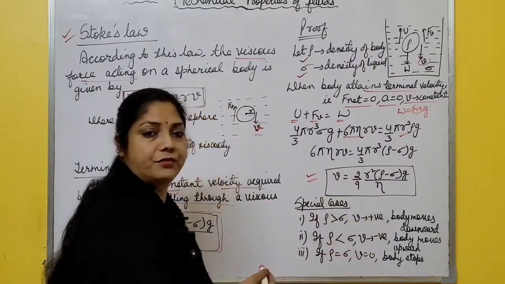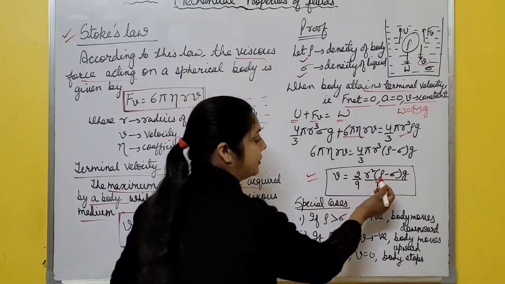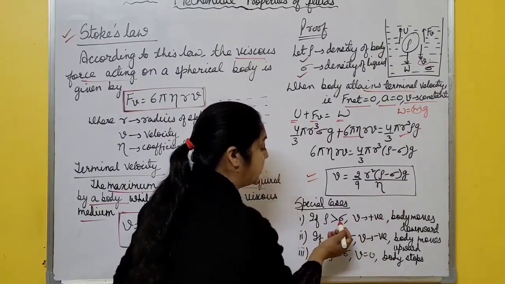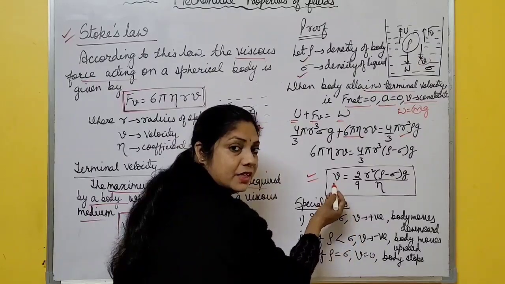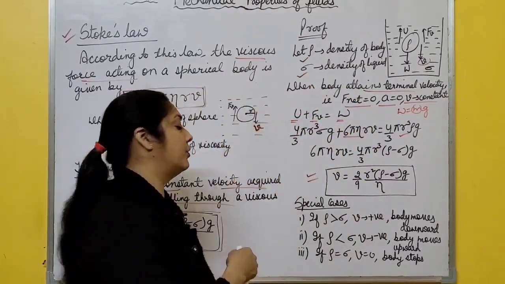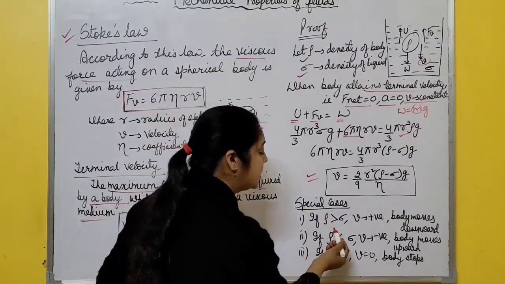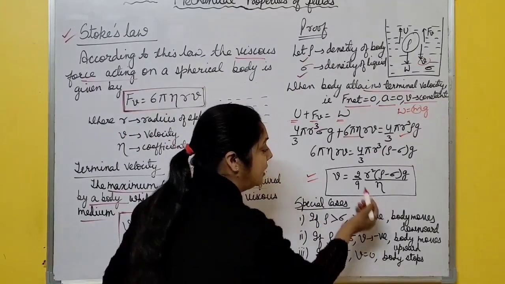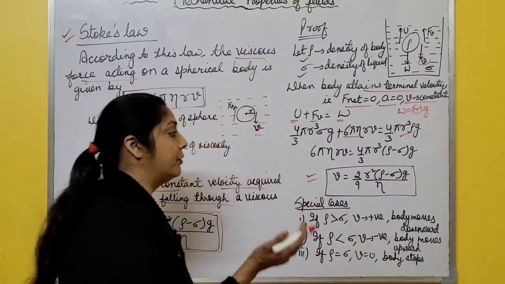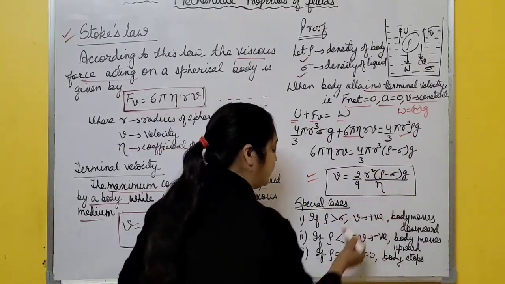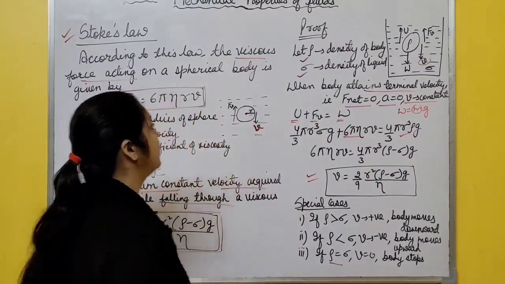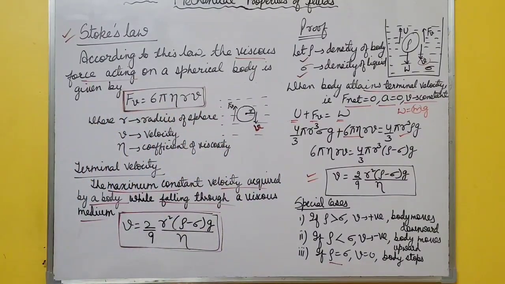Now here there are different conditions. When this first one, density of body is greater than density of liquid, it means rho is greater than sigma. In that case V is positive, and V positive means body moves in downward direction. If density of body is less than sigma, it means V becomes negative. In that case body moves upward, and when rho equals sigma in the third case, velocity is 0 and body stops. So these are just about Stokes law and terminal velocity.